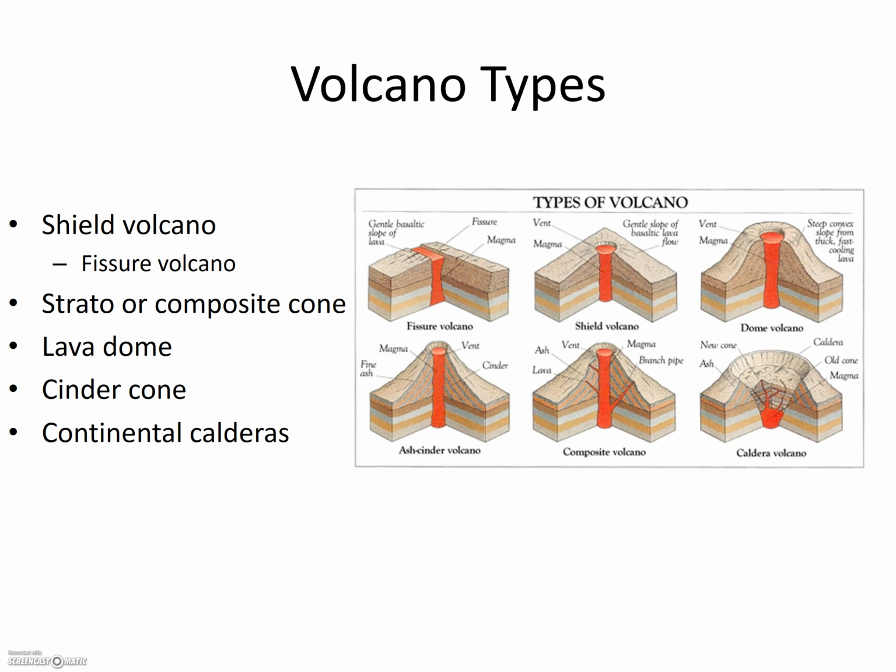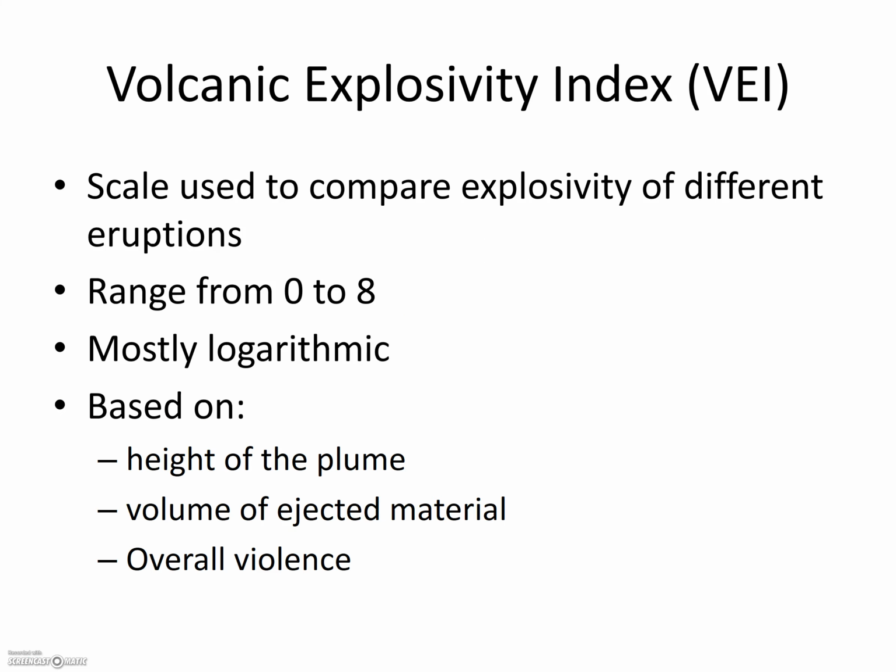To compare their relative violence during eruptions, we use the Volcanic Explosivity Index, or VEI. The scale ranges from 0 to 8. It is mostly logarithmic, except for 0 through 2. It is based on the height of the plume, the volume of ejected material, and the overall violence.